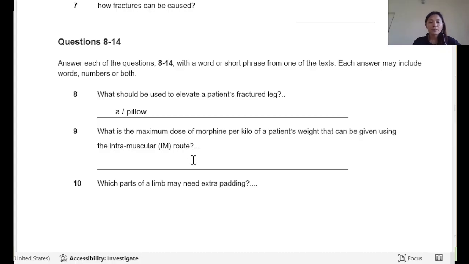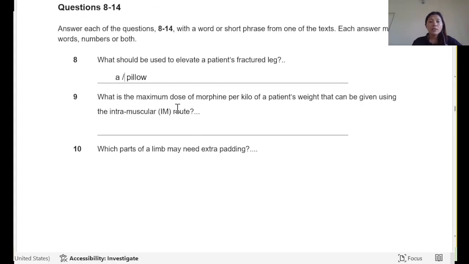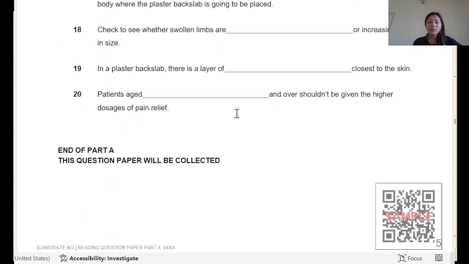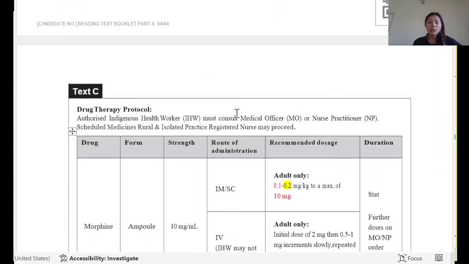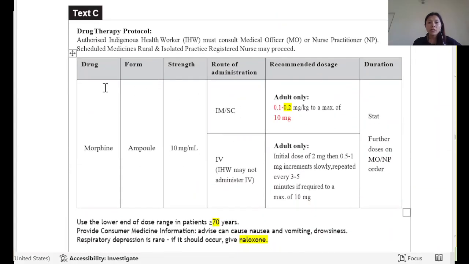Okay, so next, what is the maximum dose of morphine? It's clearly easy, right? You have seen the passage. Text A is talking about the definition, Text B is management, immediate and general, and the observation of the symptoms, and Text C is related to the dosage of the medicine. So it's related to medicine, so you can jump directly to Part C without wasting your time. So in Part C, morphine maximum per kg dosage.